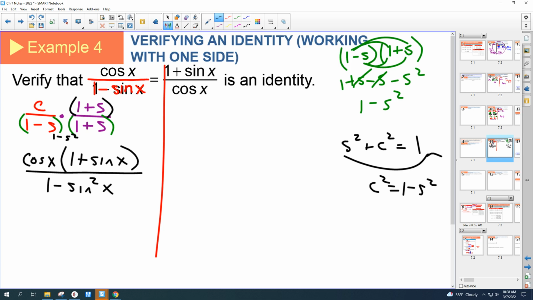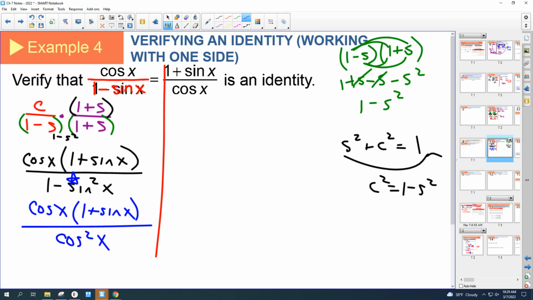So I can do a substitution. I know 1 minus sine squared x is equal to cosine squared x, according to that identity. So I'm going to change that into cosine squared x. I've got cosine x times 1 plus sine x on the top. And on the bottom, I used my identity to do a substitution. That's cosine squared x on the bottom. I'm almost there.